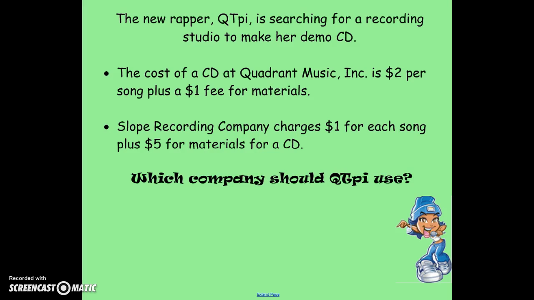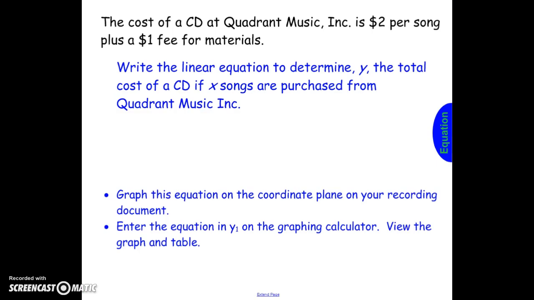So the first two studios we're looking at, the first one has a $2 per song plus $1 fee for materials, and the other company has a $1 per song plus $5 for materials for a CD. And so we're trying to figure out which company our little rapper should use. So the first step is to write an equation for each one and graph them.